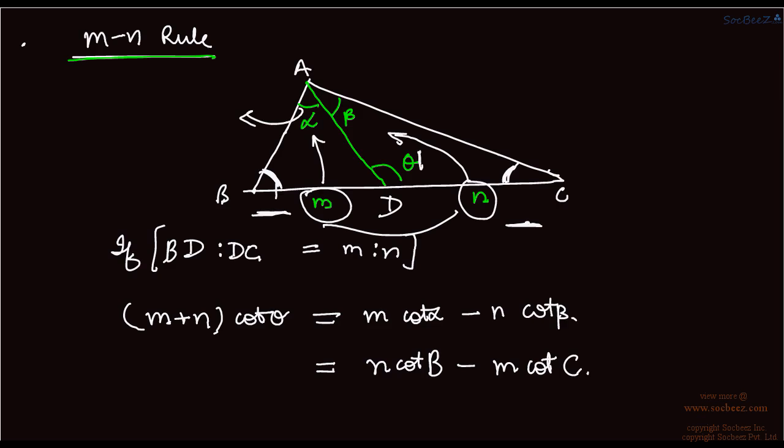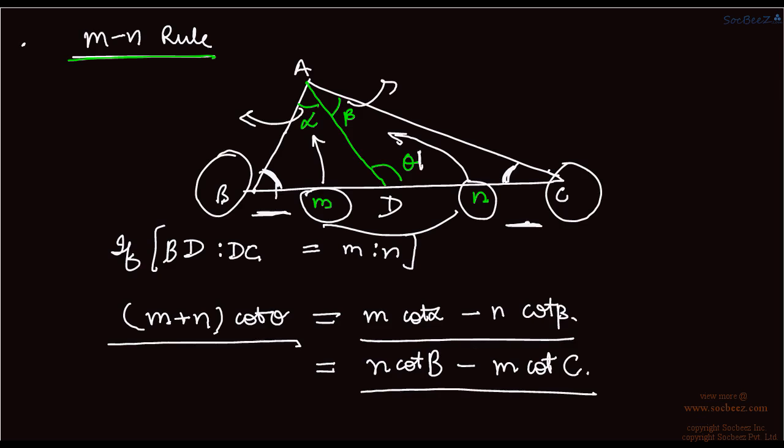Either you can write it in terms of alpha and beta, or in terms of B and C, like this. So this is one of the formulae which is called the MN rule. You can remember this by MN. If you are talking about M and N, then B and C will come, or alpha and beta will come. You just have to draw the diagram and you will remember this.